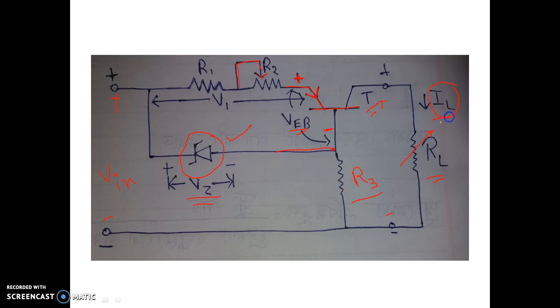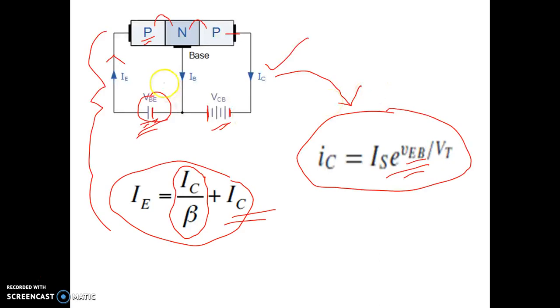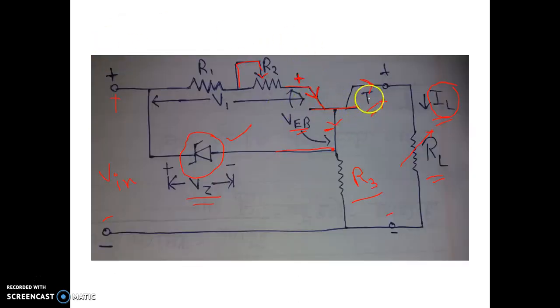Suppose due to some reason IL, the load current flowing through the varying resistor RL, changes. What is IL? IL is basically the collector current of this transistor T. The emitter current is entering, the base current is coming out of this terminal, and the collector current is going out of the circuit, because for PNP the base current and collector current come out of the circuit and the emitter current enters. So basically IL is the collector current.